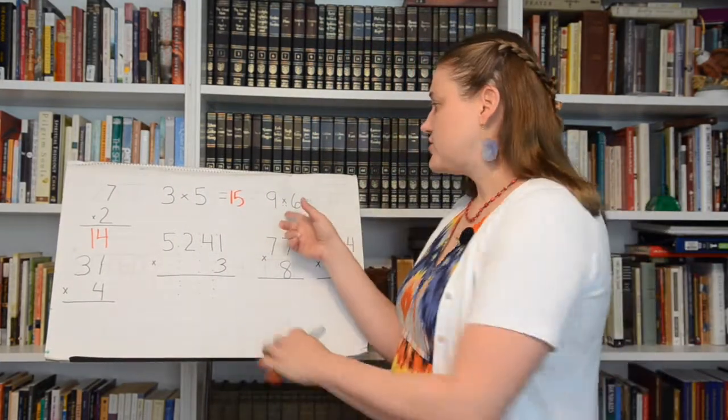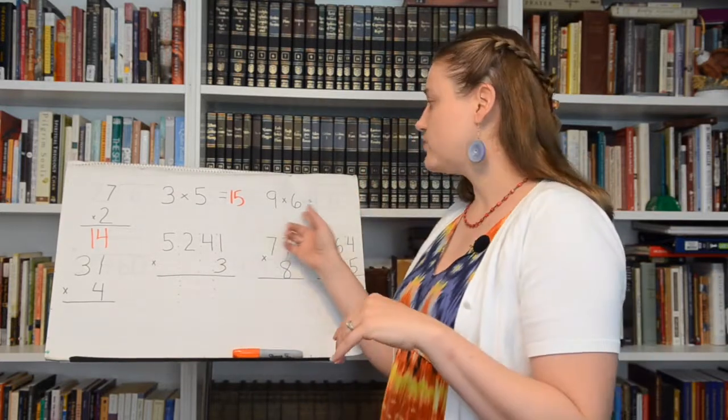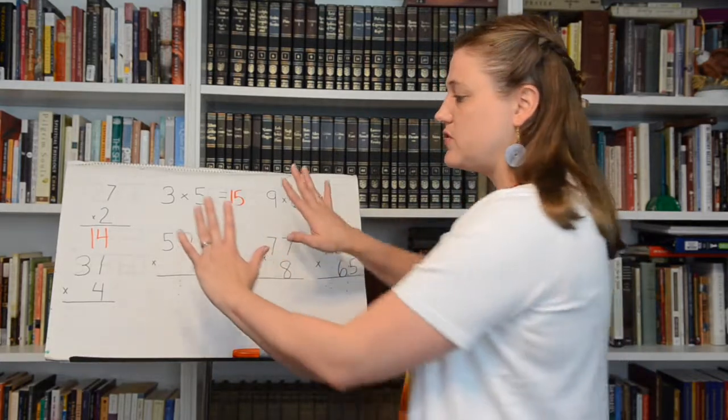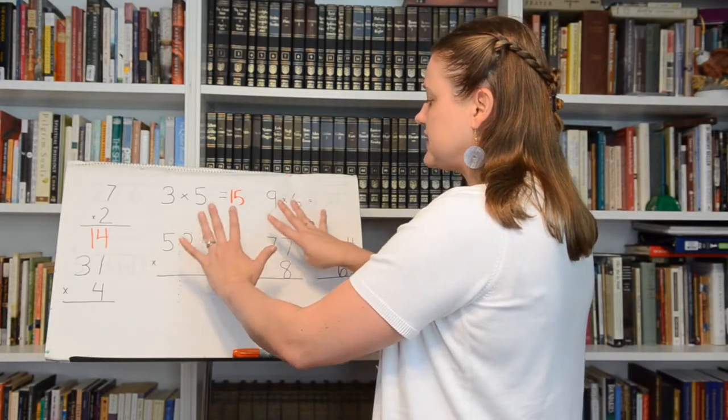Now I teach my students the trick using their hands for the 9s. So for this one, I would encourage my students to use their hands and put down the 6th number and say 9 times 6 is 54.